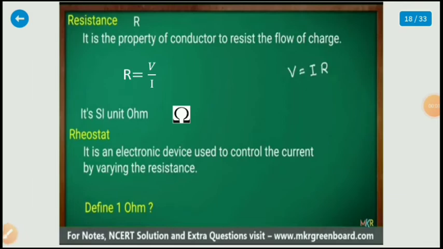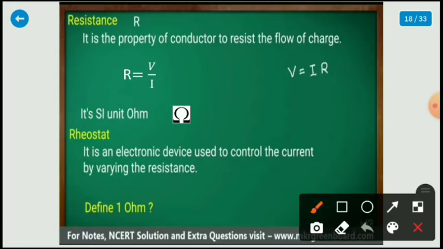So let's study the resistance here. Resistance is the property of a conductor to resist the flow of charge. Here the important word is resist. Resist means it is opposing the current flowing in the conductor. The amount of opposition to the current in the resistor is nothing but the resistance. Then R is equal to V by I, and its SI unit is ohm, represented by this symbol.